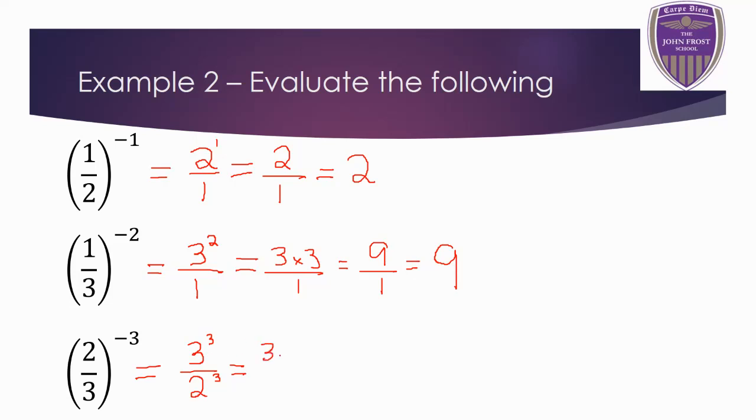So what does this mean? Well, 3 cubed is 3 times 3 times 3. 2 cubed is 2 times 2 times 2. So 3 times 3 is 9. 9 times 3 is 27. 2 times 2 times 2. Well, 2 times 2 is 4. 4 times 2 is 8. So the answer to this one is 27 over 8. I'm going to leave it as an improper fraction, as you will do for the rest of this lesson.